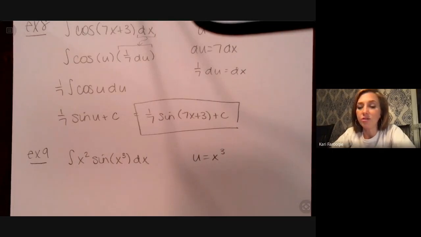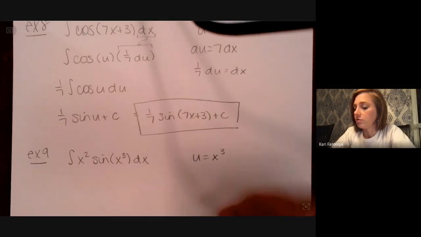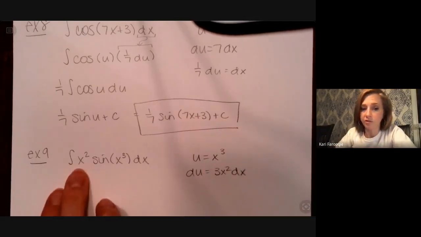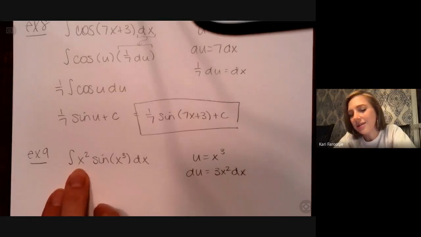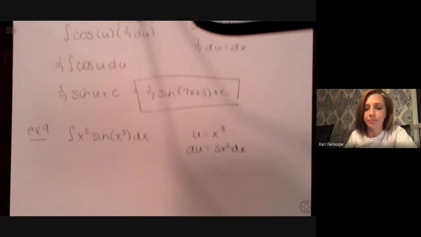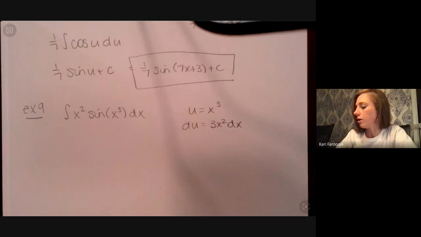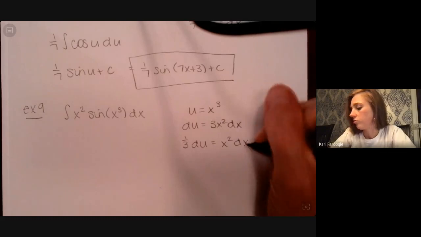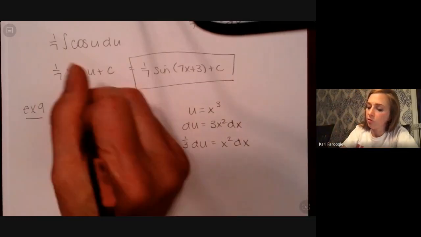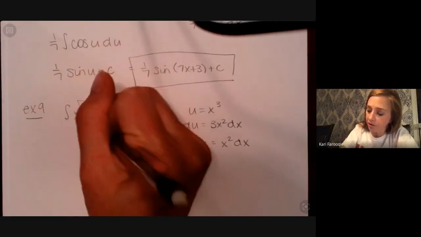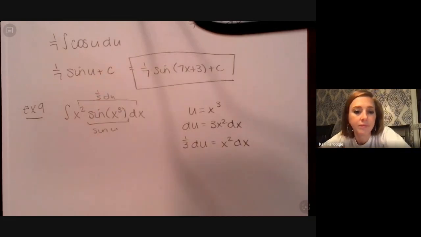And again, one thing that should tip you off to that also is the fact that the derivative of u would be 3x squared. And you do have an x squared sitting outside here. So that's usually an indication of, okay, they're setting me up to succeed here. The other piece is there, so it kind of guides you to what u should be. Well, we don't have 3x squared dx, we just have x squared dx. So remember, your x squared dx in this case gives you 1/3 du, and then you have the sine of u instead of the sine of x cubed.